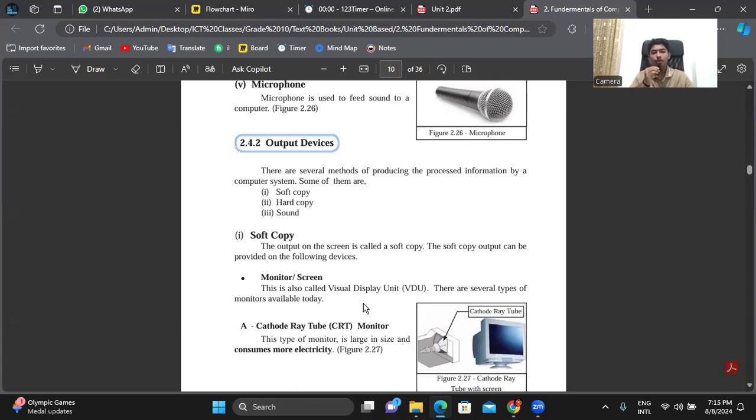Output can be obtained in three ways. The first way is soft copy. Soft copy means those are intangible. Intangible means you cannot touch those copies. Soft copies cannot be touched.